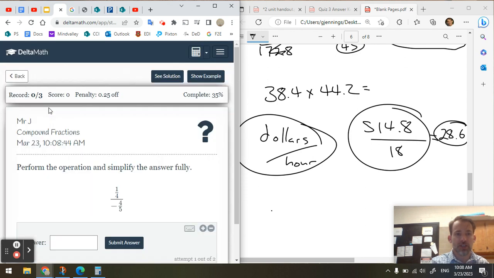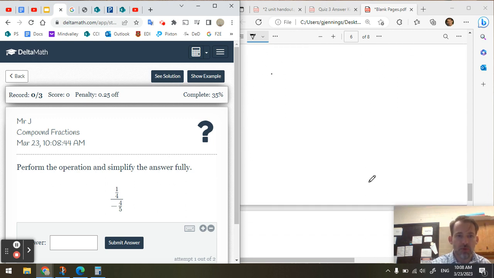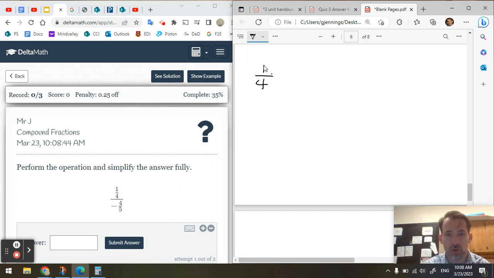All right, now let's take a look at compound fractions, and then we're done with fractions for a little bit. Oh, wait, no, I think there's some more there. Perform the operation and simplify the answer fully. Cool, don't mind if I do. So what I'm going to do is write this out as 1/4 divided by -4/5. I notice there's one negative, so my answer will be negative, okay?